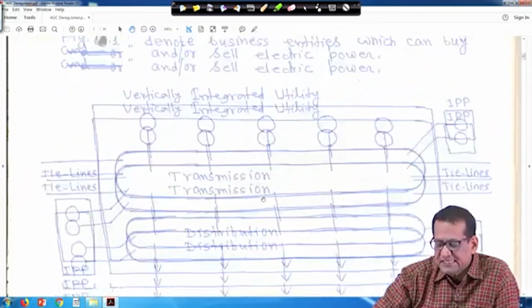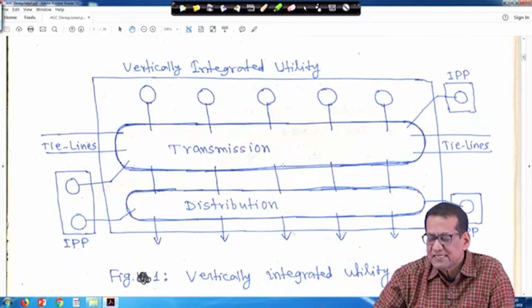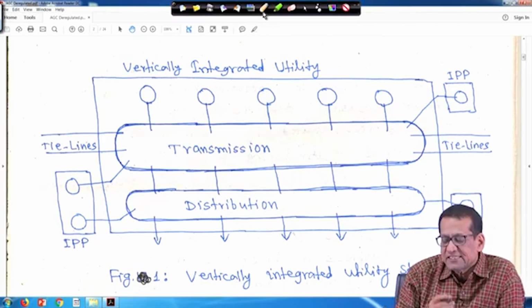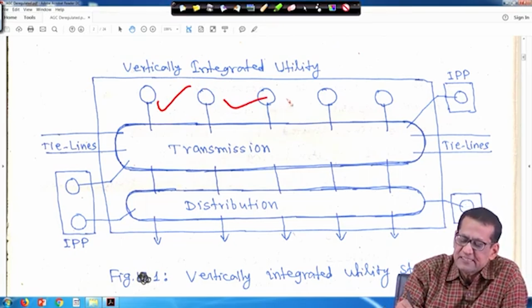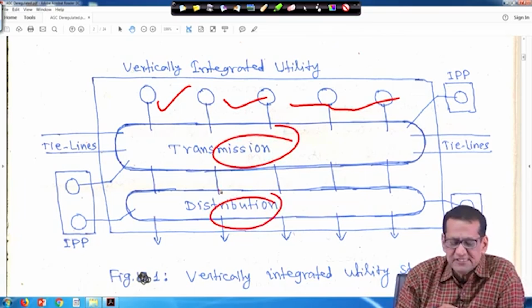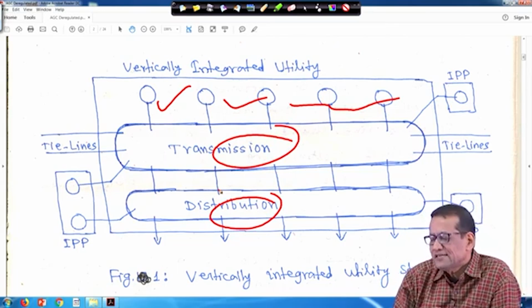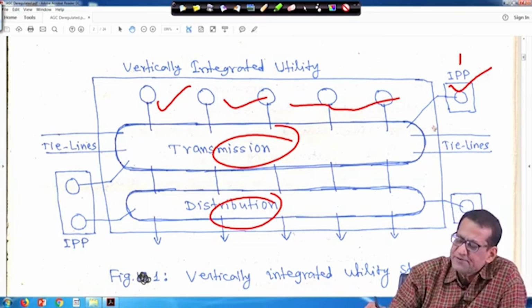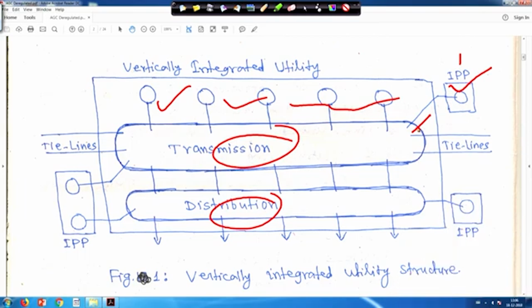So now this is actually my VIU, the vertically integrated utility. That means the utility is owning everything, that is, generation, transmission, distribution. These are the generators, and then this is the transmission system, and then this is the distribution system. Apart from that, private parties are there, that is, IPP, the independent power producer. These independent power producers' systems may be directly connected to the transmission system, that is, at a high voltage level. Some other independent power producers' systems may also be connected at the low voltage, that is, at the distribution level, right.